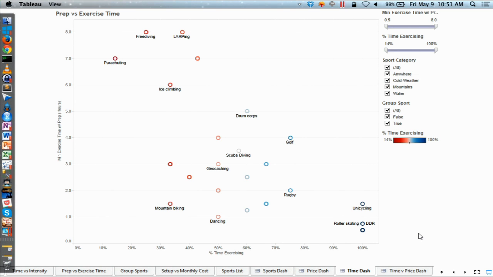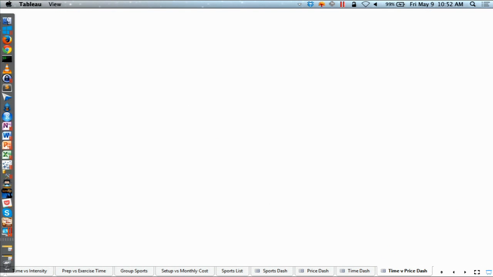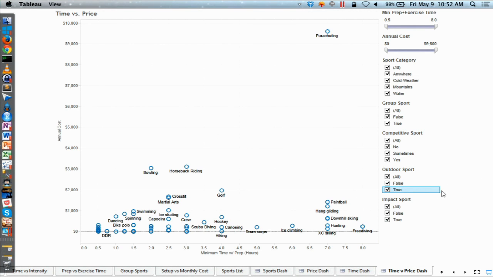This is another scatter plot. This shows the time it takes to prep in hours versus the percentage of time you spend exercising. So the perfect results are down here. They take no prep time. They take no time to set up. And so you're pretty much spending all of your time being active. It's easy to fit into a busy schedule. So there's some very odd ones like unicycling, roller skating, DDR, cycling. There's a bunch of ones down there. If we look at this versus price, again, we see this giant outlier in terms of price, which is jumping out of planes.